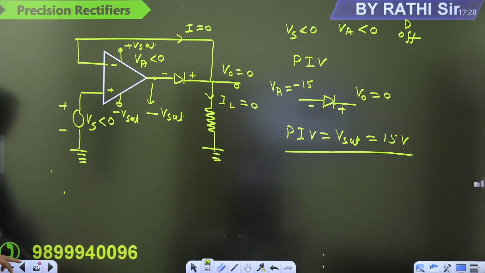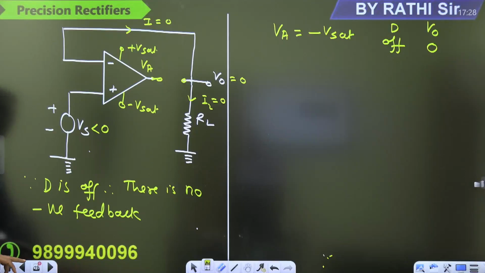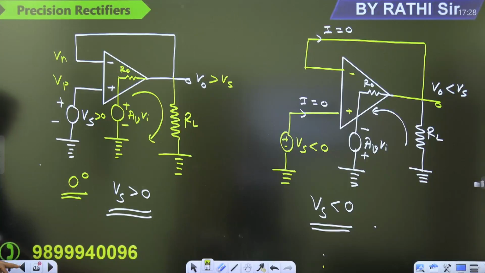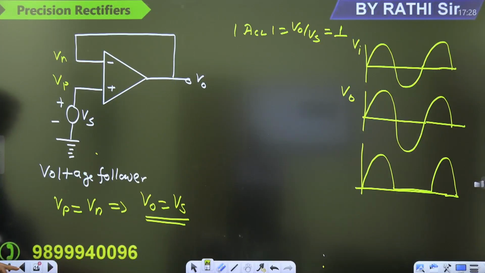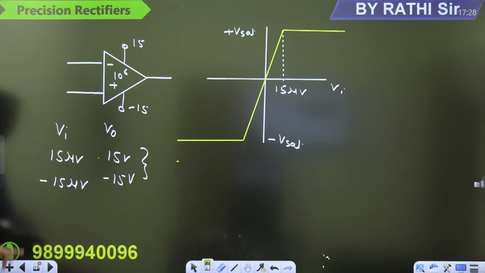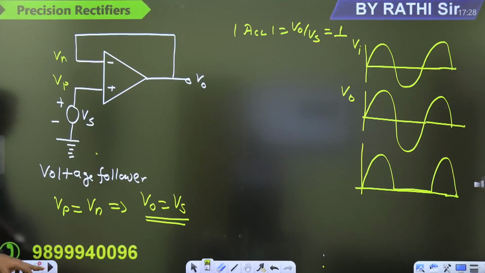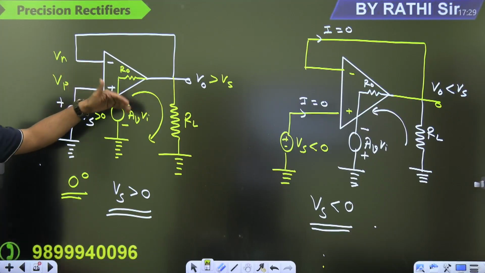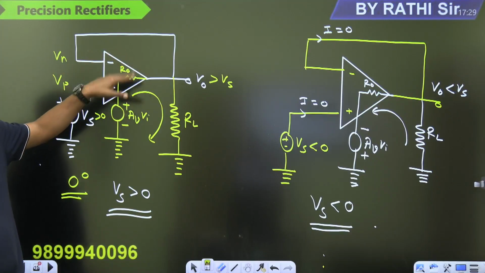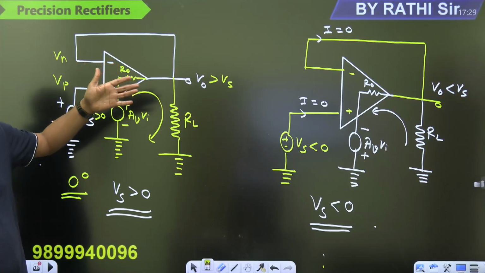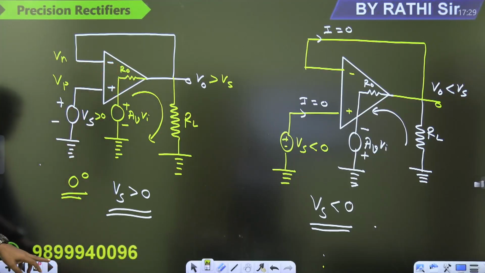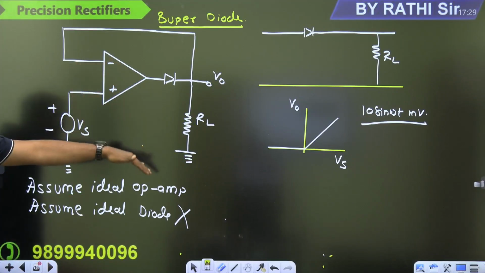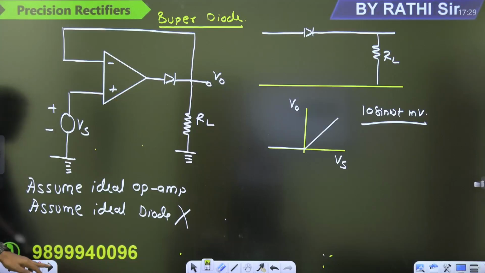So this is the PIV. So now the conclusion. Always remember, this is a super diode, just a very basic circuit. We are using a voltage follower. The voltage follower will pass the current in both directions, for the positive half as well as the negative half. Then just connect a diode here. The diode will allow the current in one direction, and in the opposite direction it will block the current.